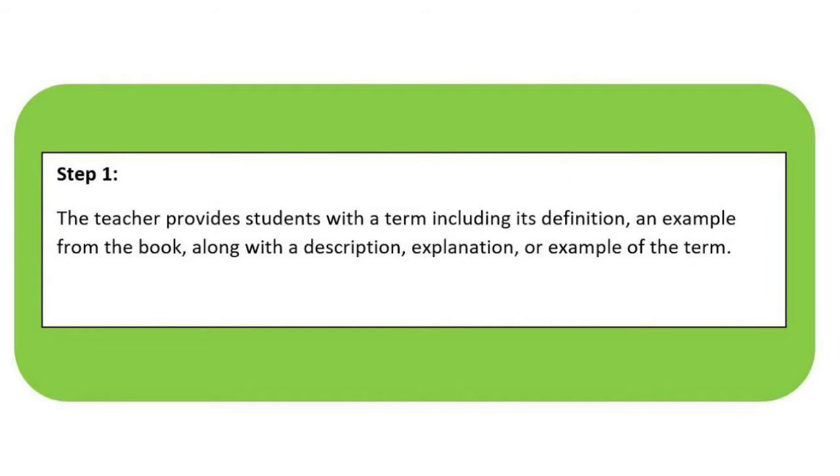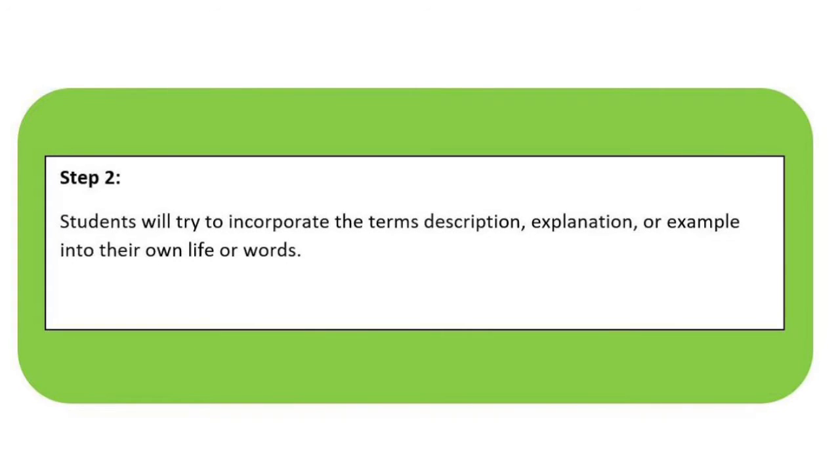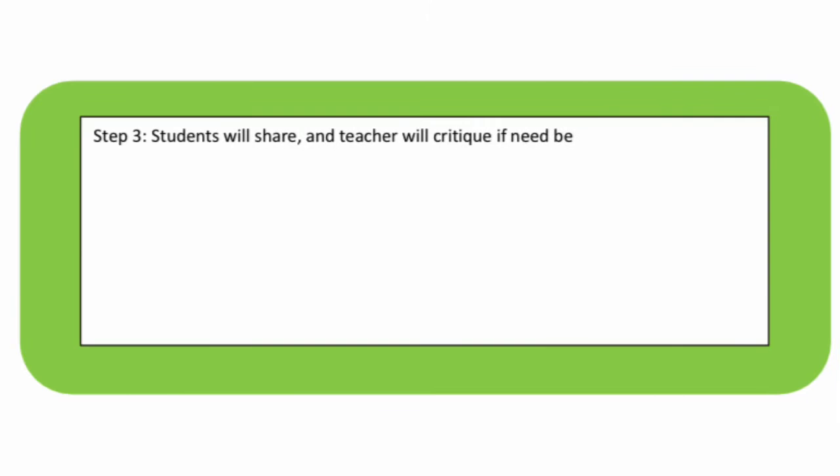So here are some steps for educators to follow that I gathered from the article and made steps to go along with what the article was saying. Step 1. The teacher provides students with a term including its definition, an example from the book, along with the description, explanation, or example of the term. Step 2. Students will try to incorporate the term's description, explanation, or example into their own life or words. Step 3. Students will share and teacher will critique if need be.